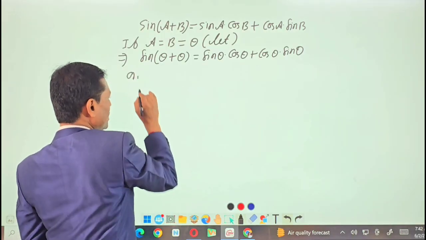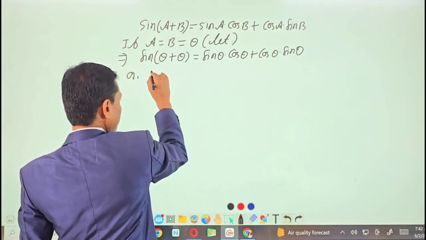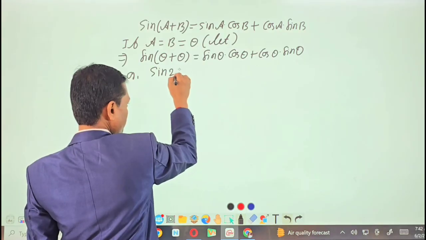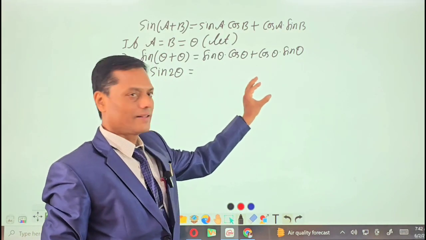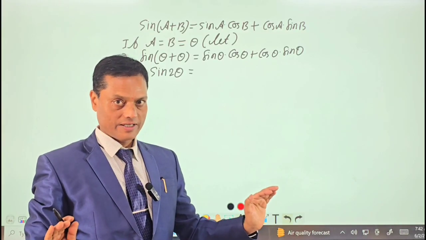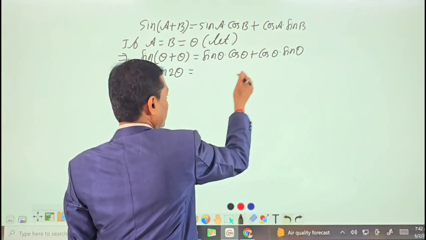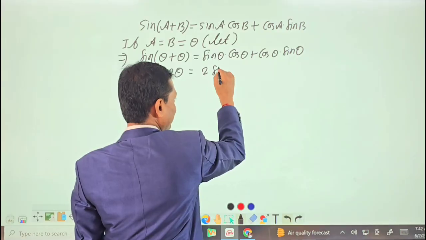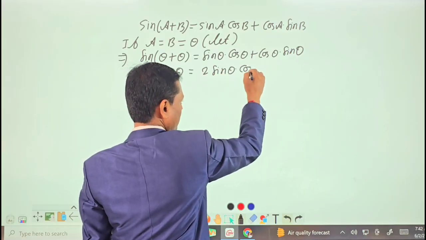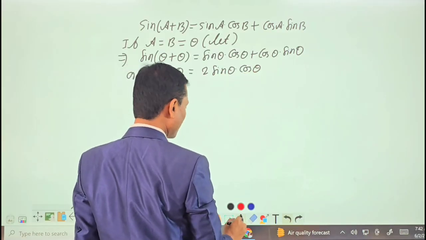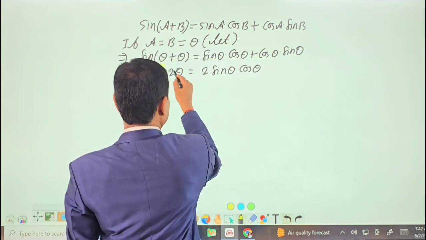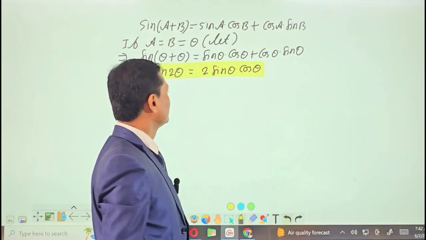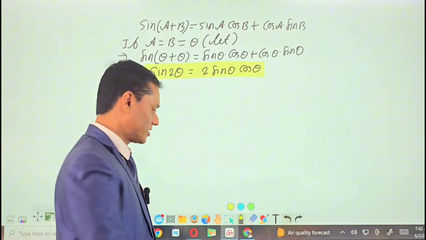Now, as we know, theta plus theta gives us sin 2 theta here. And sin theta dot cos theta and cos theta dot sin theta are the same thing, so we can write 2 sin theta dot cos theta. So that's our first formula. Not to forget that the first formula is sin 2 theta equals 2 sin theta dot cos theta.